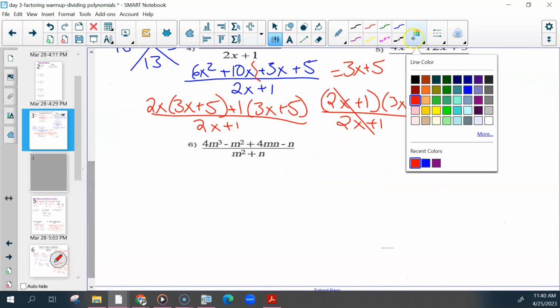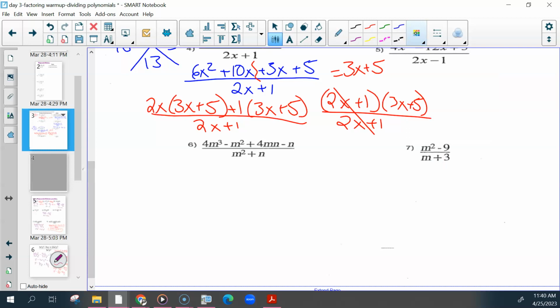Right. 6 is kind of like what we just did, but it's already in 4 terms, so we're going to use grouping. Split it down the middle. What do the first 2 have in common? M squared. What would be left? Or m minus 1. And then what do the last 2 have in common? N. 1 positive n.